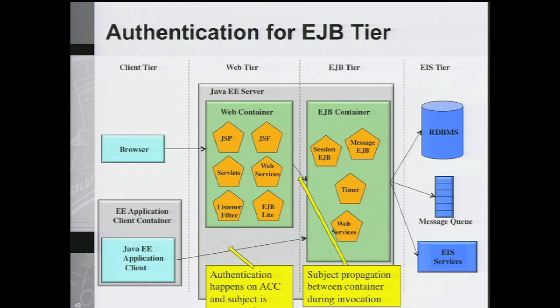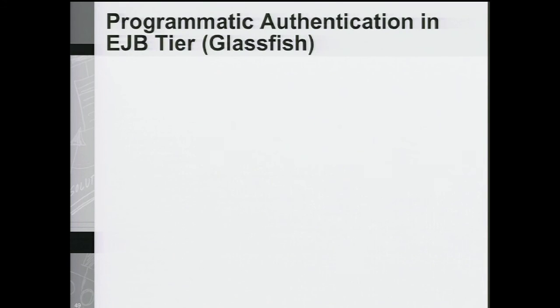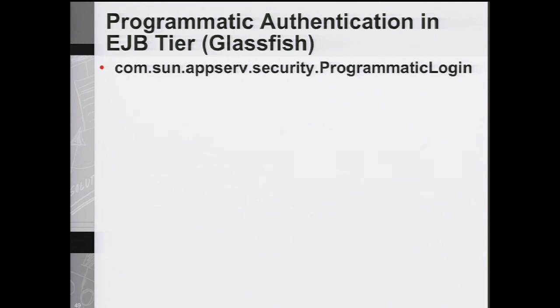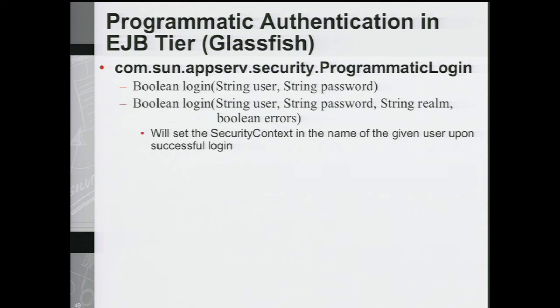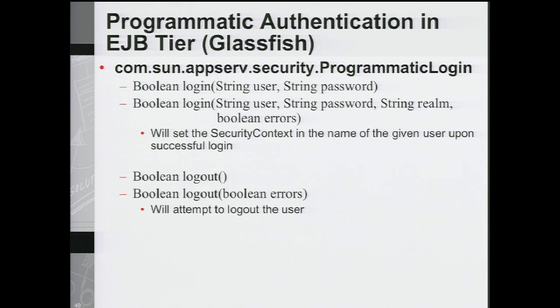If you wanted to do programmatic authentication, again, just as an example, Glassfish has a way to do programmatic authentication on the web tier and on the EJB tier as well. It's very vendor specific. That's the class that they have, and they have a couple of methods for login. They actually have two for the web tier and two for the EJB tier. You can pass in the username and password, or optionally you can also pass in the realm and the errors boolean as well. It will establish a security context if the username and password match the ones that are in the realm. You also obviously have the logout method, which will attempt to log the user out, basically pose the security context that's established.